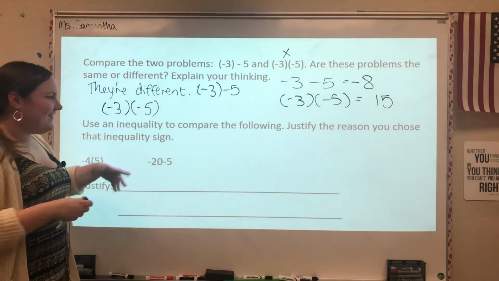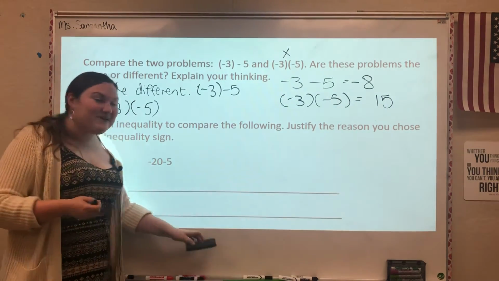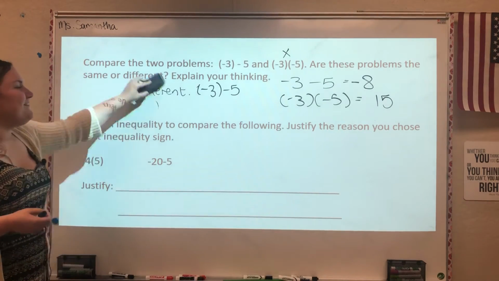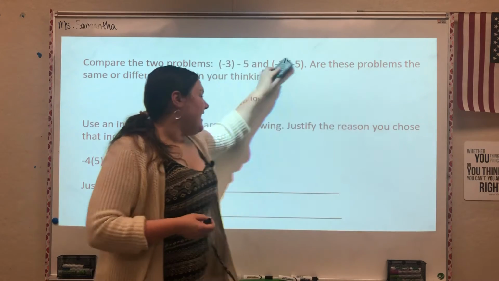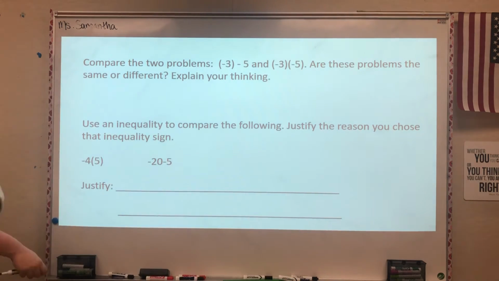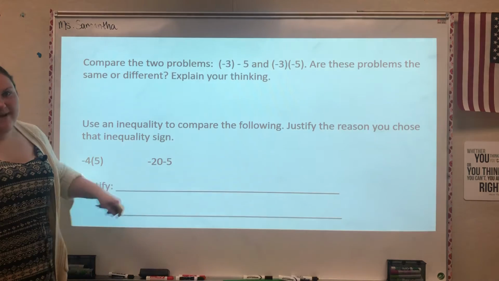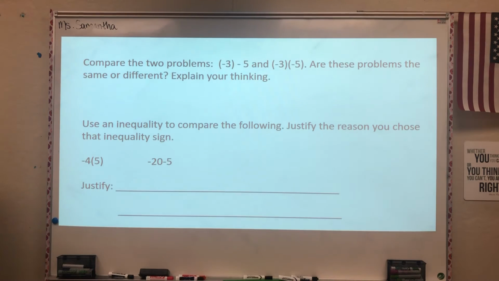There's one last one. Again, it's one of these compare with an inequality. We did one of these earlier, so hopefully you'll find this one a little easier. This one here says, use an inequality to compare the following. Justify the reason you chose that inequality sign. And we've got these two problems here that you want to compare. Go ahead and try. Make sure you answer both parts of the question.